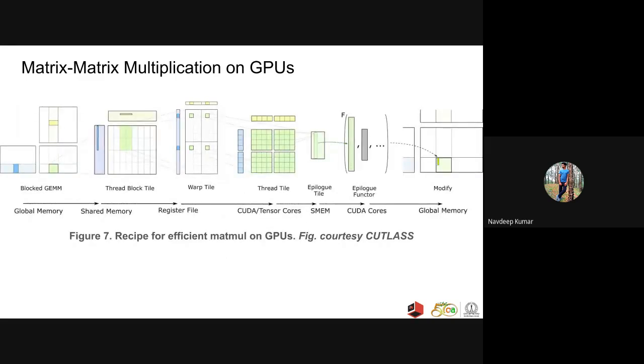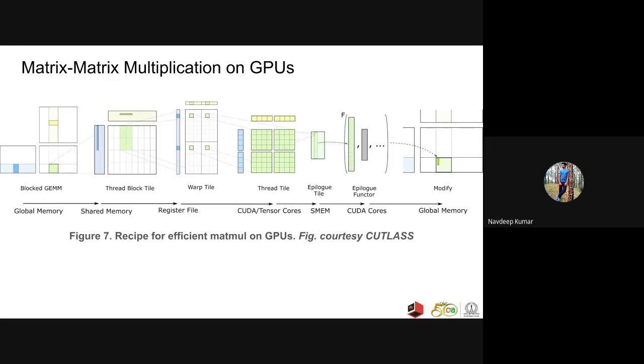This is shown in this figure. You start off with all your input matrices in the global memory. You tile them and assign these tiles to individual thread blocks. Each thread block will move its operand tiles into shared memory. After moving them to shared memory, this thread block tile will again be partitioned among warp tiles, and each warp will be responsible for calculating only a certain part of the output.